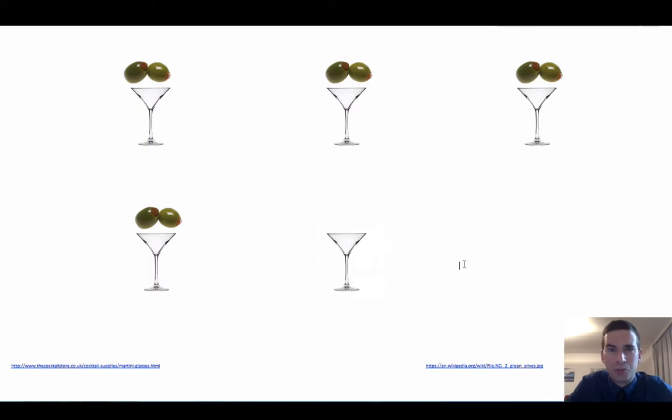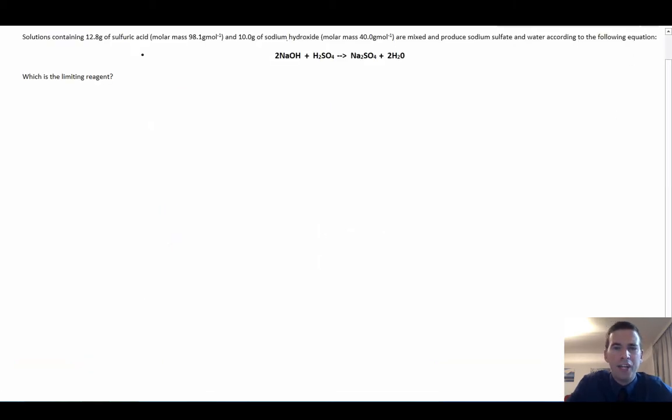So let's have a look at an actual chemistry example. A solution contains sulfuric acid and sodium hydroxide in certain masses: 12.8 grams of sulfuric acid, 10 grams of sodium hydroxide. The clue here that you need to look for a limiting reagent is that you've been given the masses of 2 reagents, 2 reactants.